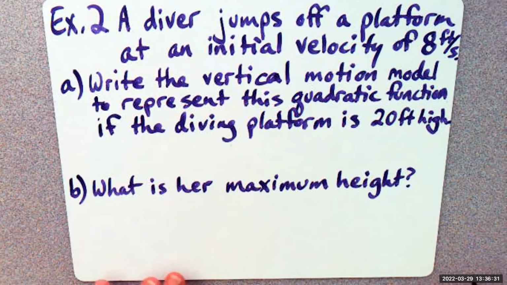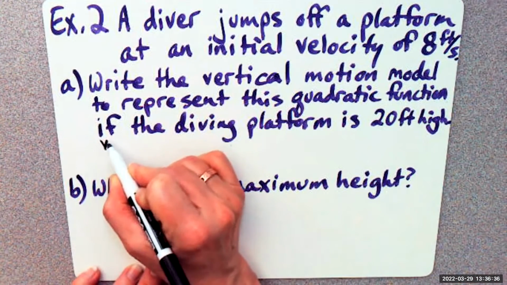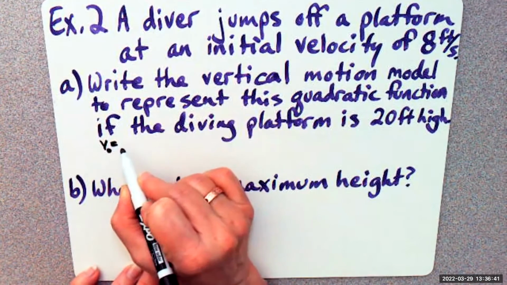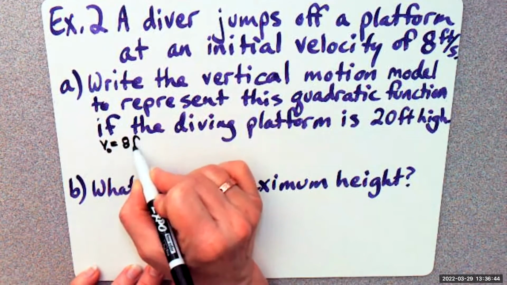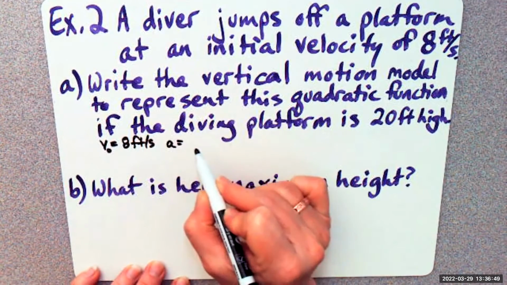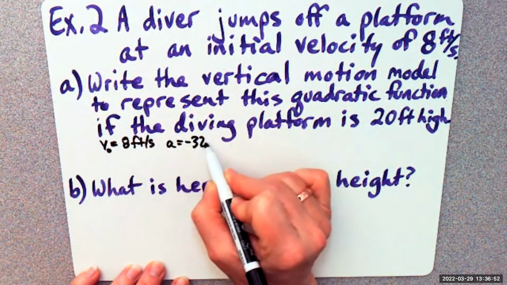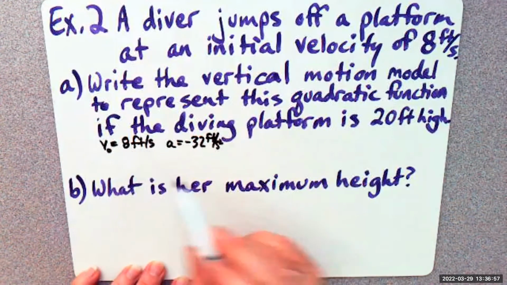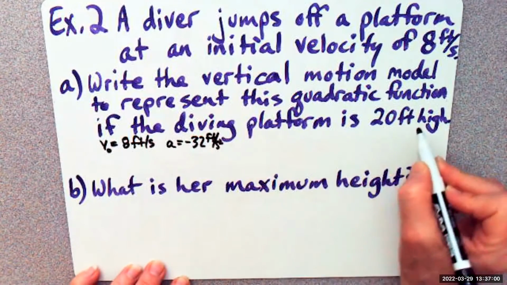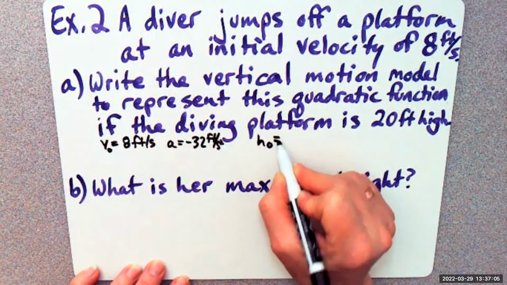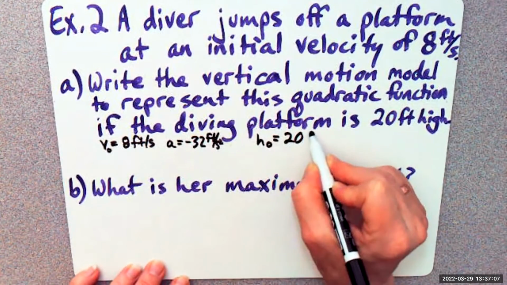All right, so we're given the initial velocity, so that's v naught, which is 8 feet per second. We know our acceleration then is going to be negative 32 feet per second squared, because we're using English units. And then the initial height, h naught, is 20 feet.